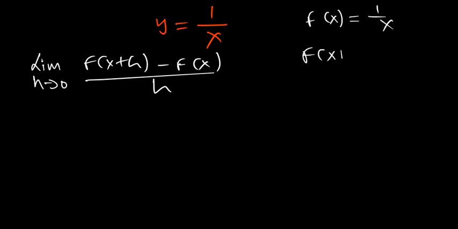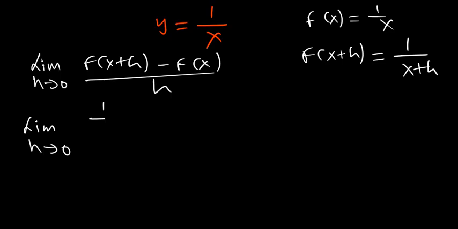now is what? We have as x, substitute x plus h. So we'll just substitute now. The limit as h approaches 0, f of x plus h is 1 over x plus h minus 1 over x, divided by h.